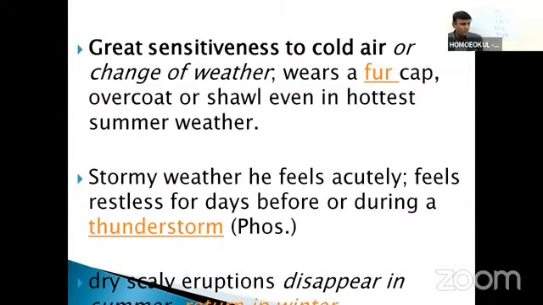Great sensitiveness to cold air or change of weather, wears a fur cap or overcoat. So the patient is very chilly. Okay, got it? Now open Hepar sulph. Hepar sulph wants to be covered or wear fur even in hottest weather. So in this reference, you get two medicines. One is Hepar and the next one is Psorinum.